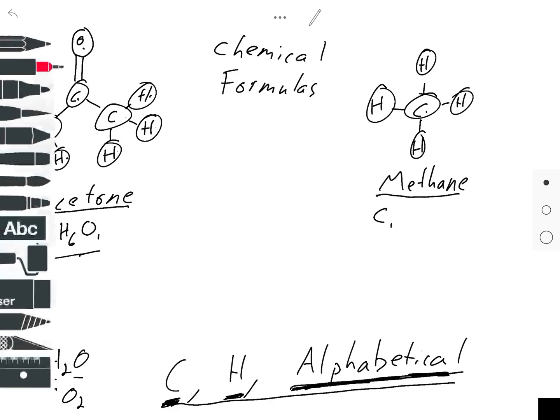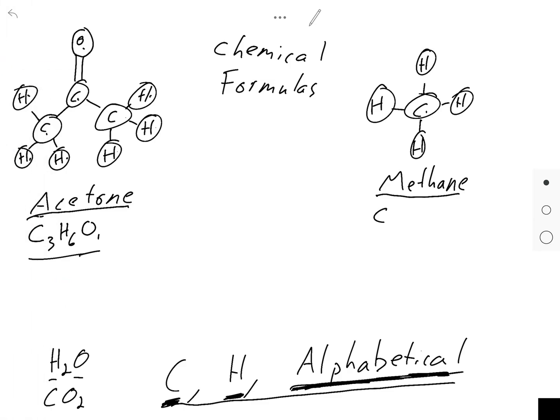Some people just prefer to do the C without the 1 part. That's totally fine. And then next on our list is hydrogen. So let's count the hydrogens. 1, 2, 3, 4. There's 4 hydrogens. H4. So CH4 is the chemical formula for methane.